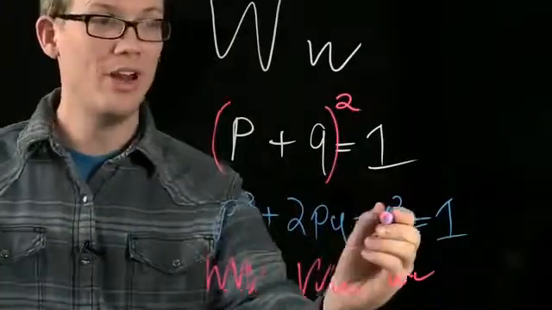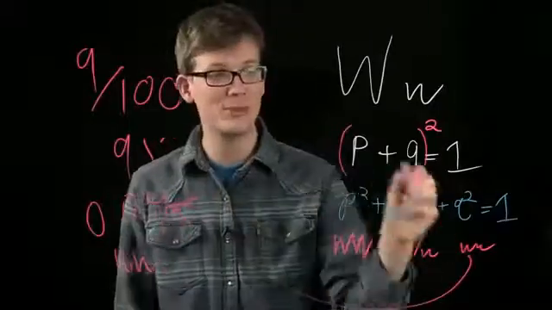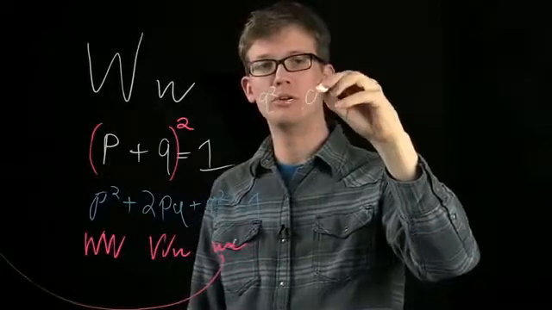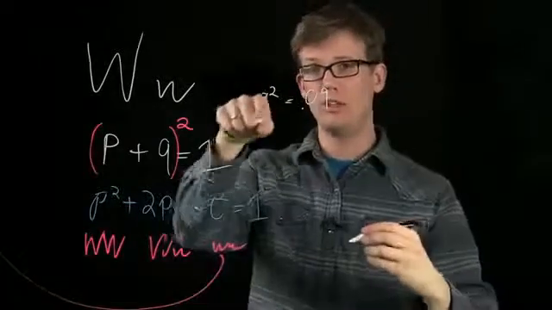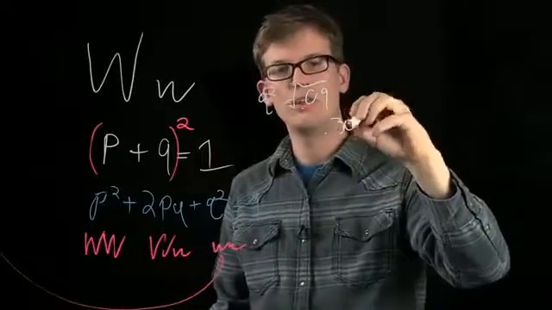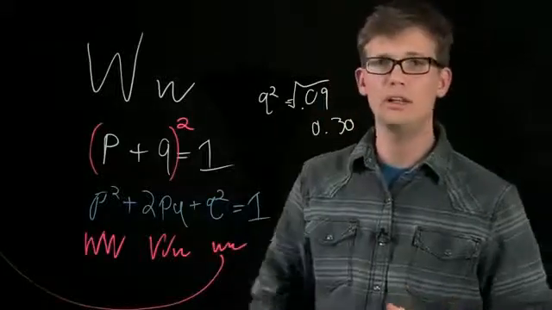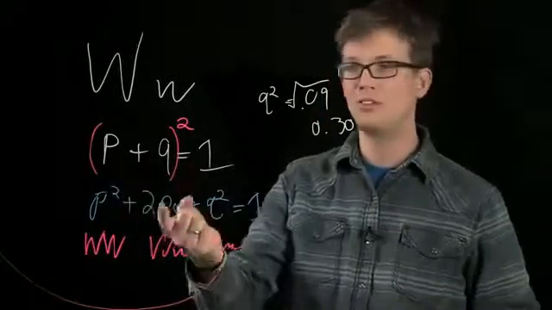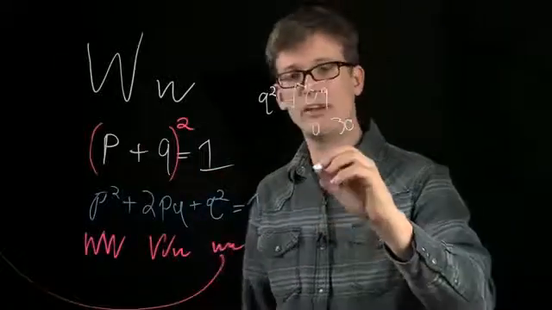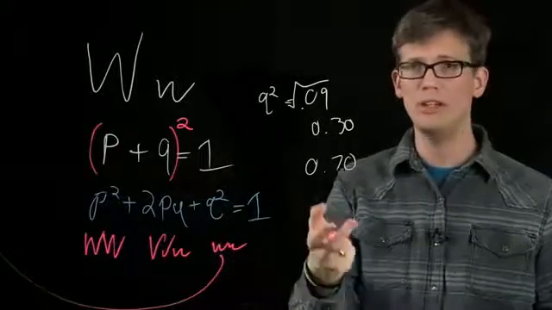Well, good news. We know the homozygous recessive is 0.09, so we already have that information. So we know what q squared is. It's 0.09, and in order to get what q is, we just take the square root of that, which is 0.30, or 30%. 30% frequency of the q allele in the population. And then we just use the simplest equation in the world to figure out what p is, just 1 minus q, and that's 0.70.